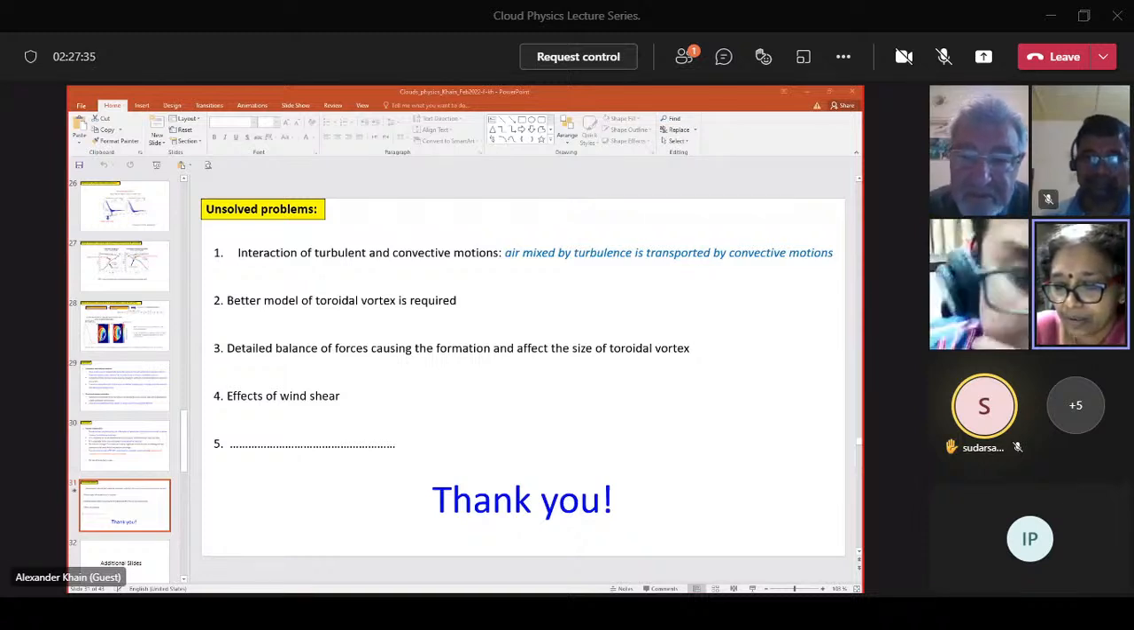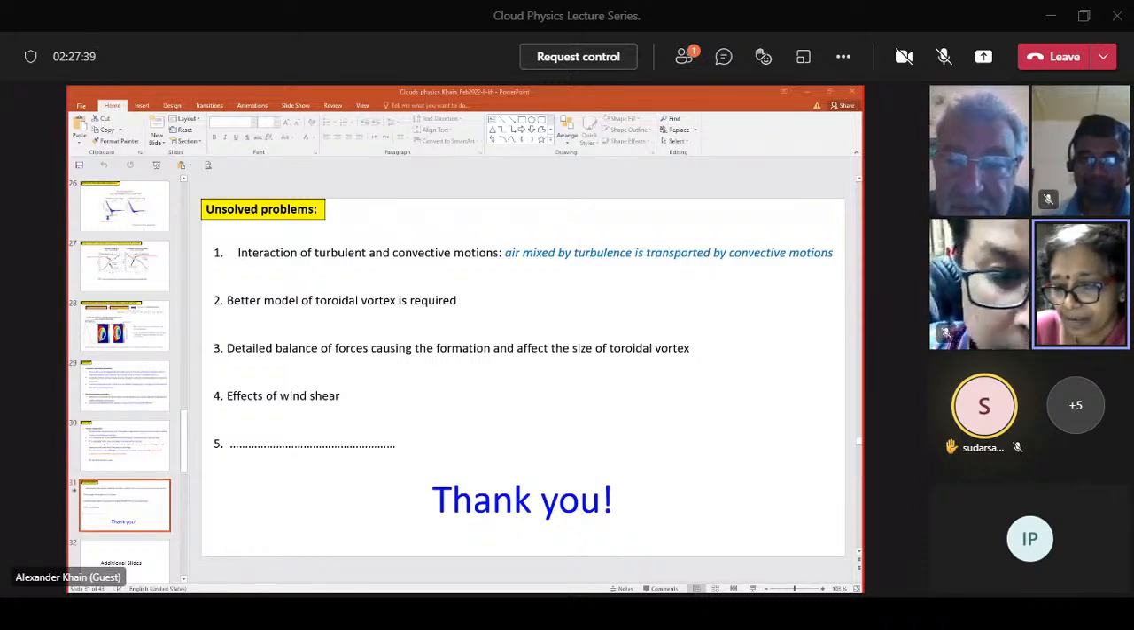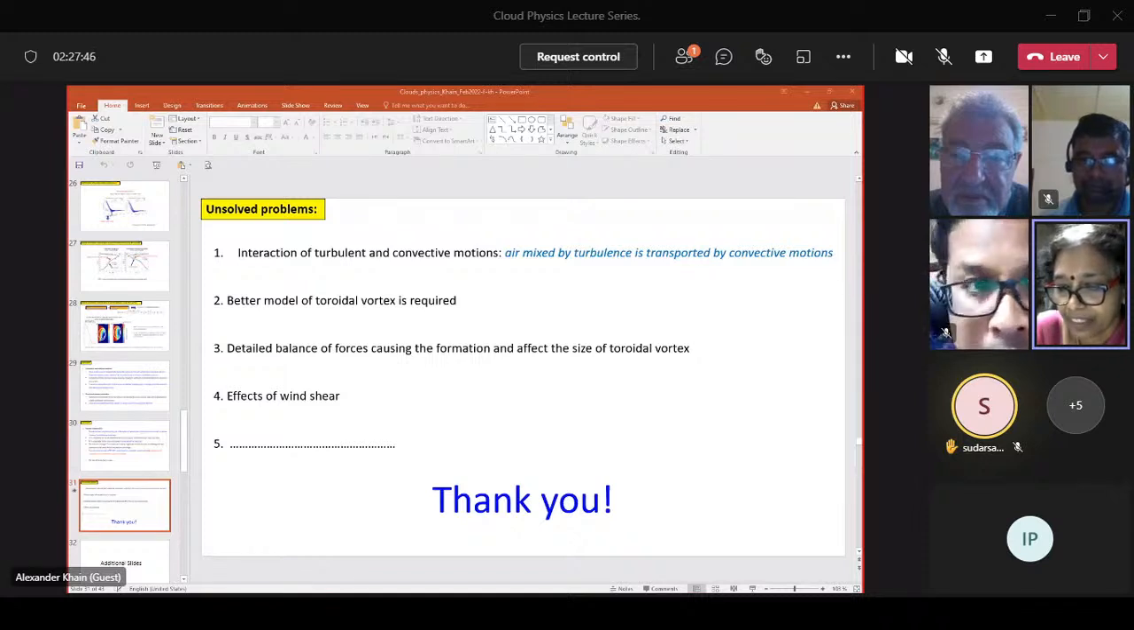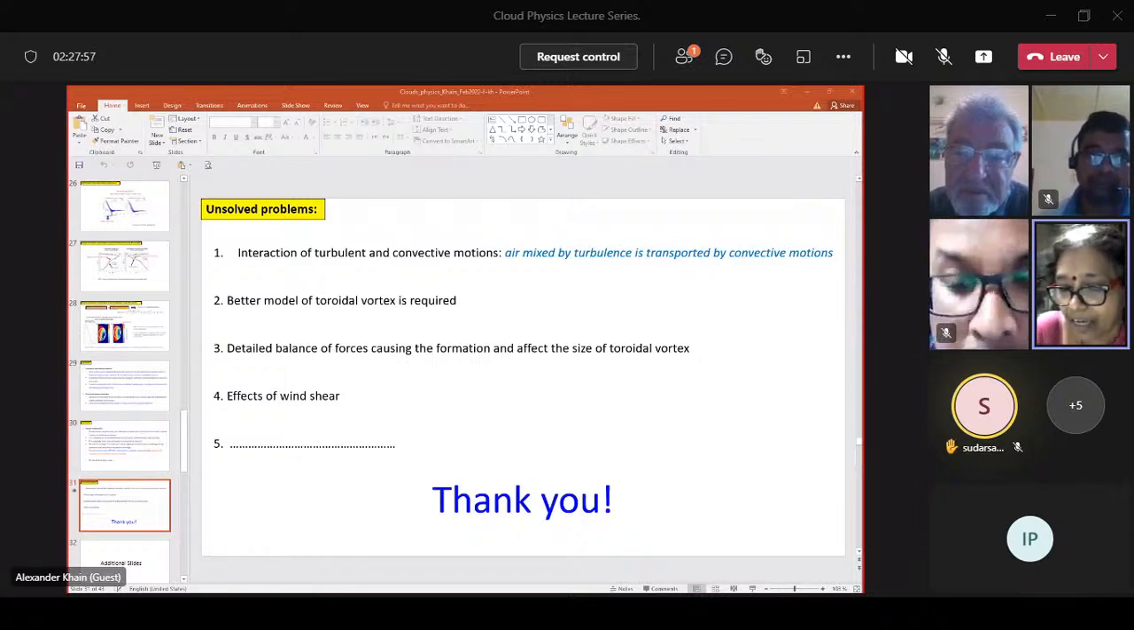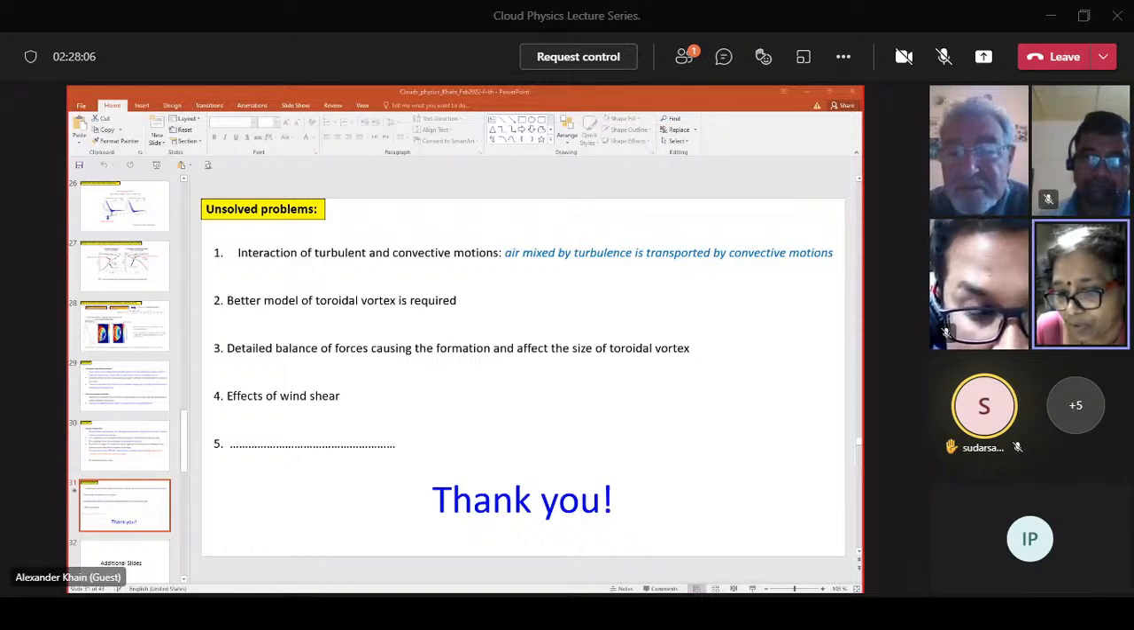I would like to know if at the cloud base, the updrafts are possibly centered from the boundary layer eddies that are penetrating in the cloud base. So the preferential adiabatic cores are currently centered around these penetrating eddies from the boundary layer, I suppose.